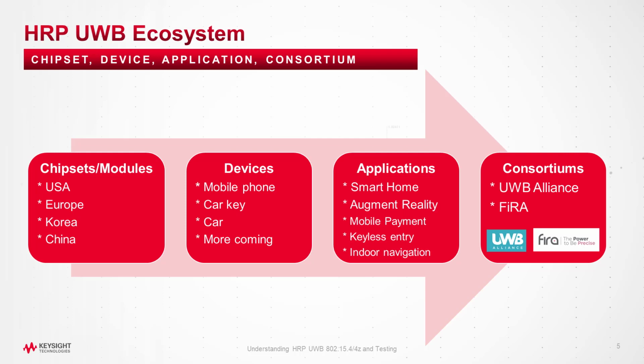Now, HRP UWB technology has raised more market attention, and there's a good ecosystem based on it. There are chipset modules based on HRP UWB, and devices and applications developed based on HRP UWB. There are also several consortiums for UWB. One is the UWB Alliance and another is FIRA. Many chipset, module, and device makers have joined those consortiums to contribute and work together on conformance testing and interoperability.